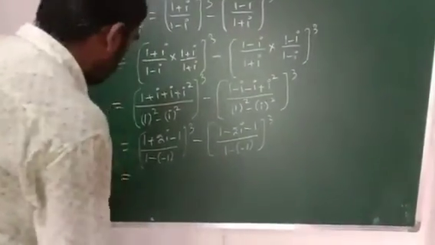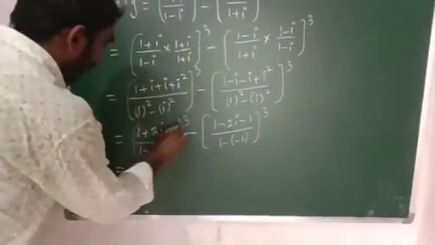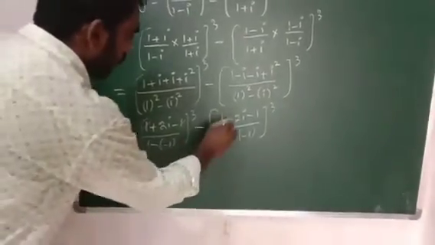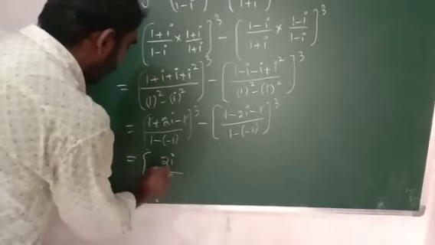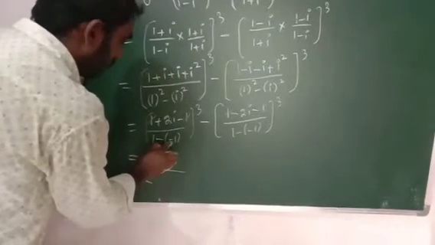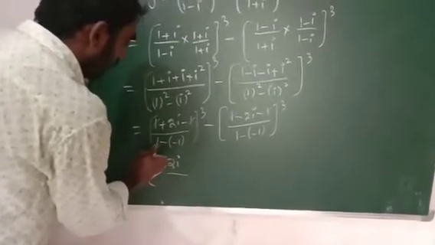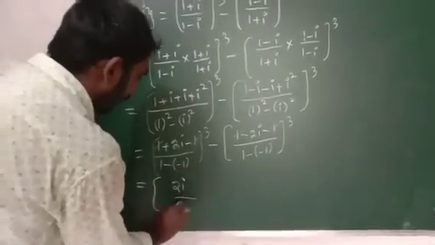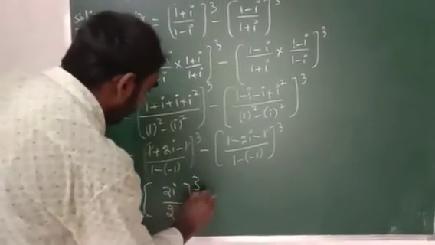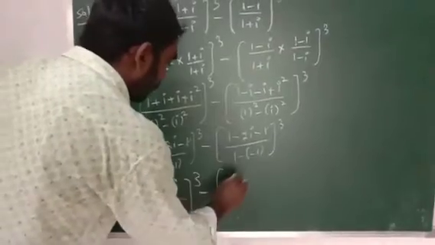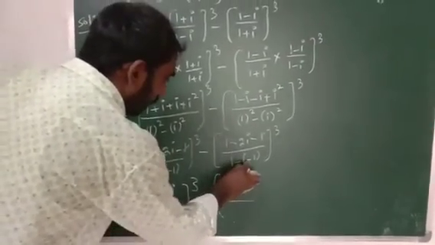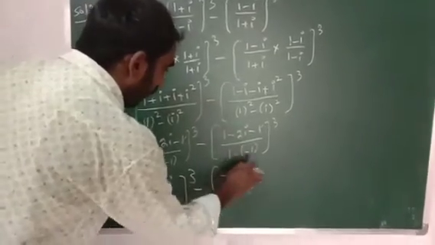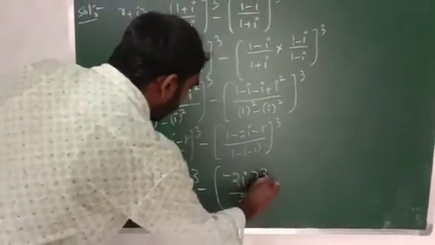Okay, so this is equal to 1 minus 1 gets cancelled. Here also 1 minus 1 gets cancelled. Now it remains 2i by 1 minus into minus plus 1, which is 1 plus 1, 1 plus 1 is 2, whole power 3, minus, next here is minus 2i by 1 minus into minus plus 1, 1 plus 1 is again 2, whole to the power of 3.